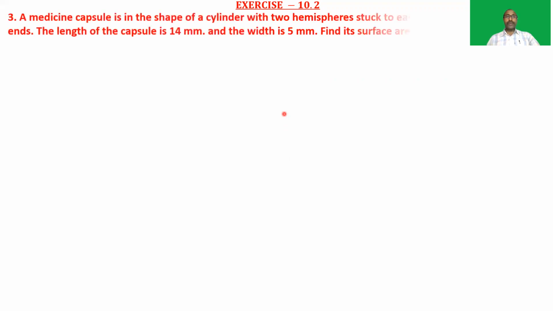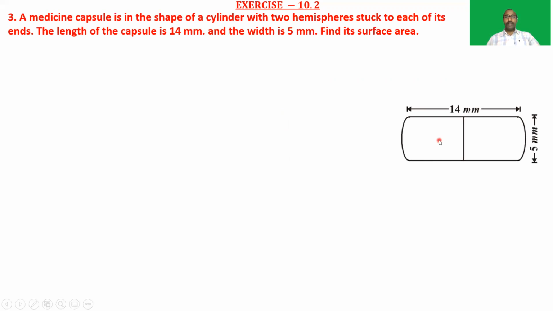A medicine capsule is in the shape of a cylinder with two hemispheres stuck to each of its ends. The length of the capsule is 14 mm and the width is 5 mm. Find its surface area. Okay, students, here the picture is also given. So it is given that a medicinal capsule is in the shape of a cylinder to which both the ends are attached with two hemispheres.